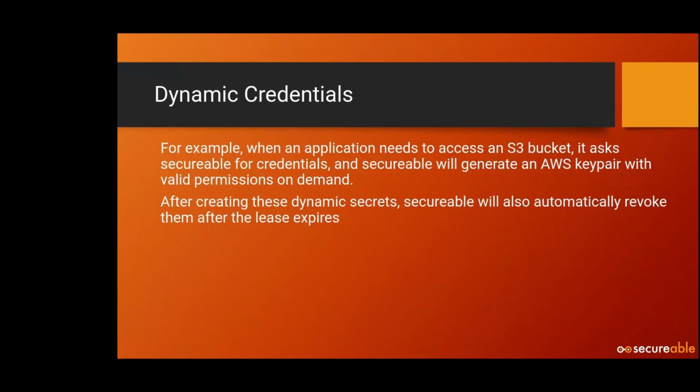So for example, when an application needs to access a S3 bucket, you just call an API. If you've logged in, you call the API and it will send you back the client ID and the client secret that you need to then log on to AWS.